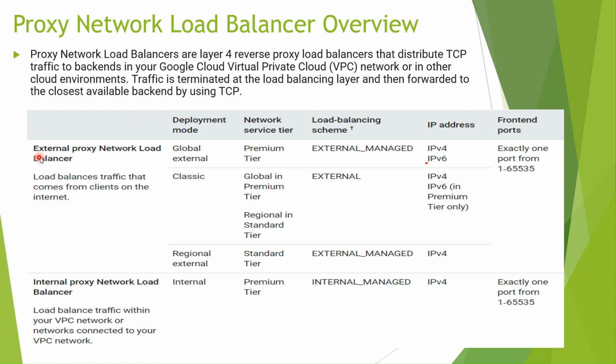In the external proxy load balancer, we have as of now two main types, and we can say three also. The first one is global external, which is as of now preview only. This is the classic one, and after that we have regional also. If we want to use global, we always have to use the premium tier, and it supports IPv4 and IPv6, and we have to choose exactly one port. Out of the ports from 1 to 65,535, we can choose one port.